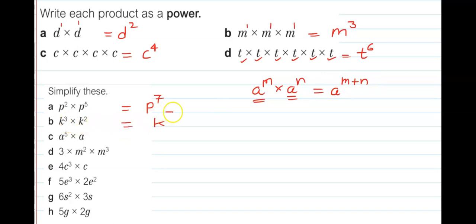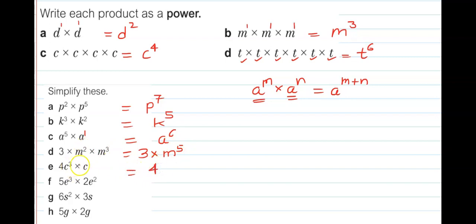Now it is K. 3 plus 2 becomes 5. Here A, this is 5. There is nothing there, so don't assume it is 0. So it is always 1. So 5 plus 1 becomes 6. And it is 3. And times M. If you want, you can put times. If you don't want, then also it's okay. M. And this 2 and 3 becomes 5.